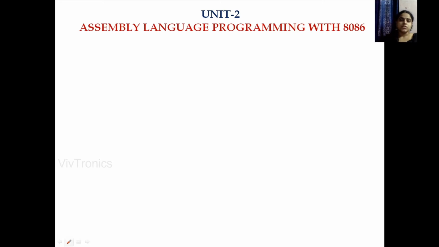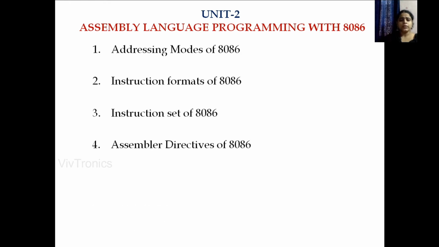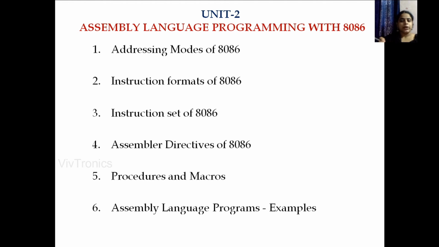Hi students, so this is the first class of Unit 2. Unit 2 is all about assembly language programming with 8086, and these are the contents that we are going to cover. Our first topic is addressing modes of 8086, second topic is instruction format, instruction set is the third topic which is a vast one, fourth one is assembler directives, fifth one is procedures and macros and a few examples of our assembly language programs.